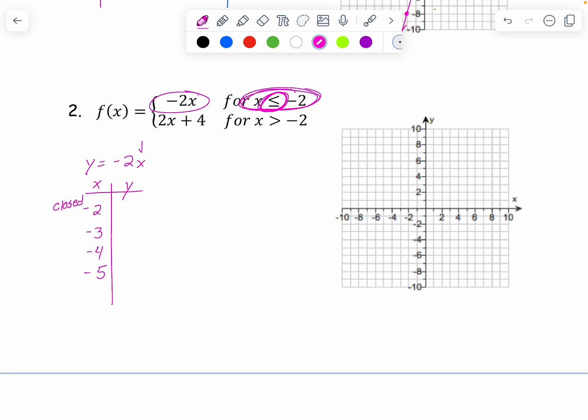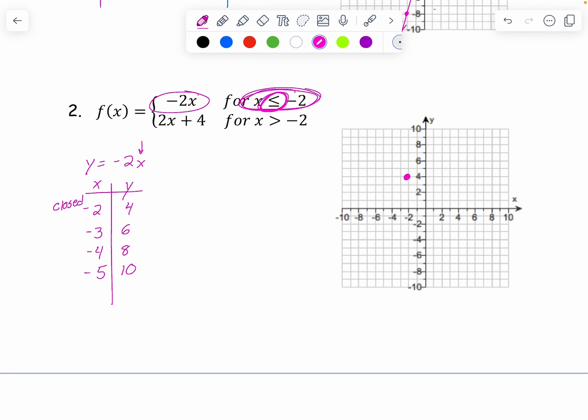So if I plug negative 2 in for x, I have negative 2 times negative 2 is a positive 4. Then I plug in negative 3, I get positive 6. Plug in a negative 4, I get positive 8. Plug in negative 5, and negative 2 times negative 5 is a positive 10. All right, so there's the first piece of our function. So we have our closed circle at negative 2, positive 4.